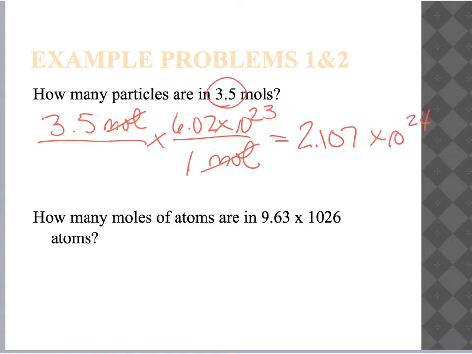But if we look, we have 2 significant digits in the beginning, which means we're not going to include those extra digits right there. So we would have 2.1 times 10 to the 24th particles.